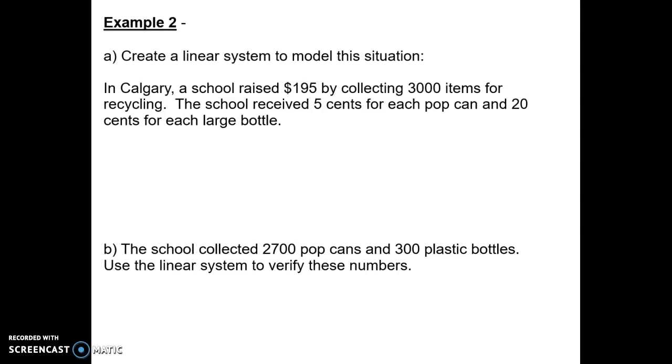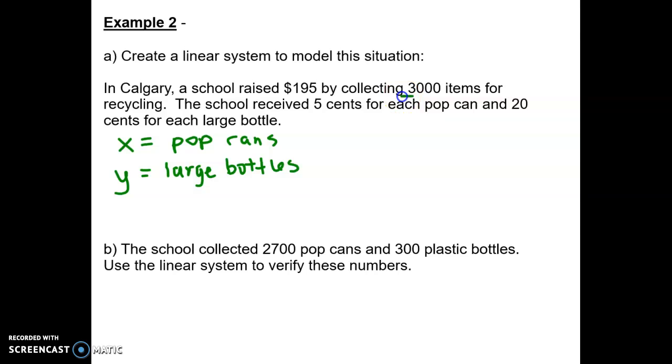Example 2 says, create a linear system to model this situation. In Calgary, a school raised $195 by collecting 3,000 items for recycling. There were 5 cents for pop cans and 20 cents for large bottles. So there were 2 different kinds of items, pop cans and large bottles. Let's create the system. So let's say that X is pop cans and Y is large bottles.